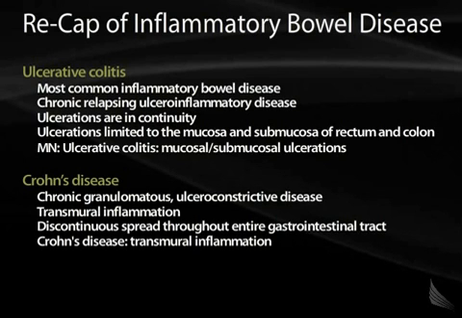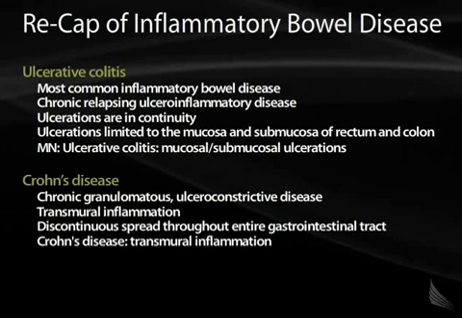Crohn's disease is a chronic granulomatous ulceroconstrictive disease, i.e. patients can develop strictures, and is associated with transmural inflammation. Because there is transmural inflammation, fistulae can also form, so the patients can present with perianal fistulae. There is discontinuous spread, or so-called skip lesions, throughout the entire gastrointestinal tract, and Crohn's disease is worse in patients who smoke, and they have poorer outcomes with therapy if they smoke as well.